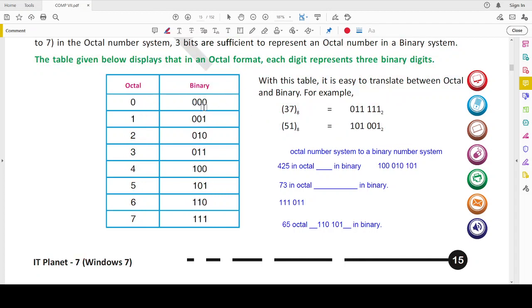So 0 is written as 0, 0, 0. 1 is written as 0, 0, 1. 2 is written as 0, 1, 0. 3 is written as 0, 1, 1. And this way, up to 7 it is written like this.